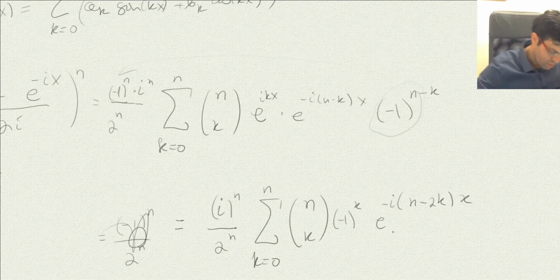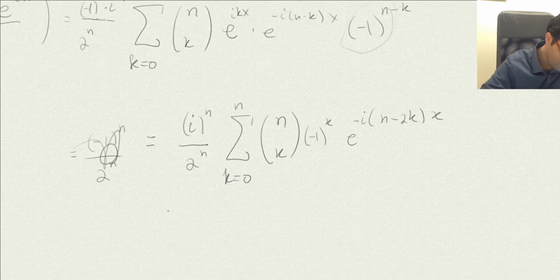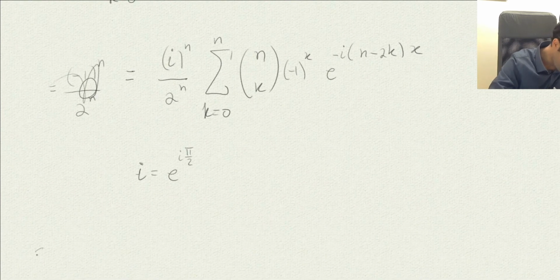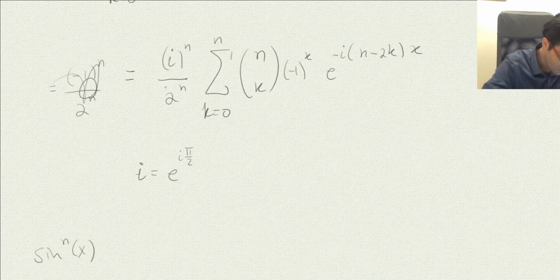And so we have this formula, and now, for convenience, i is e to the i pi half. If you don't know this, it's a basic fact. And now we can use this to write. So we finally arrive at the following identity. So sine to the power of n. By the way, something completely analogous can be derived for the cosine. So I'll leave it as an exercise.